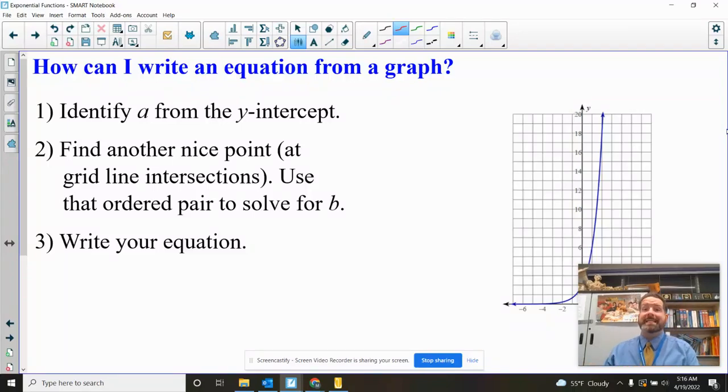We saw how you can take an equation and turn it into a graph. Well, how can you do the reverse? How can you take a graph and turn it into an equation? It turns out it's actually not so bad. Let's do it this way.